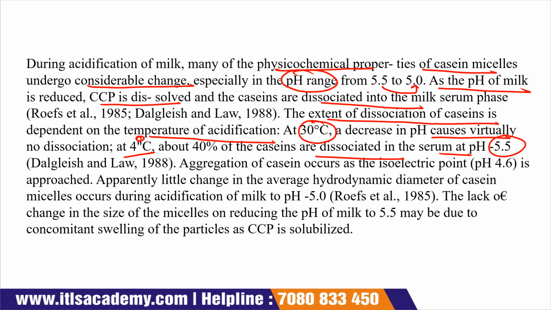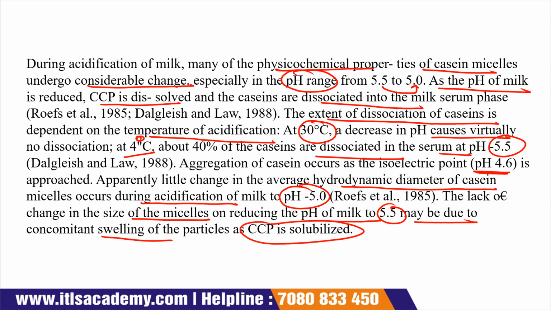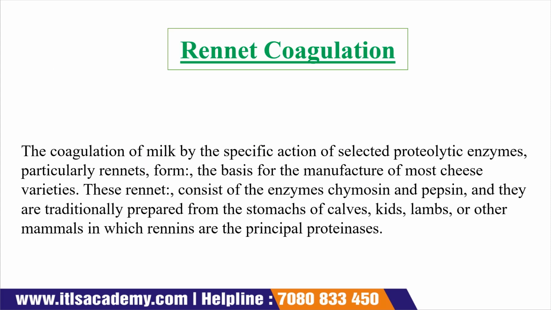Aggregation of the caseins occurs as the isoelectric point at pH 4.6 is approached. Apparently, little change in the average hydrodynamic diameter of the casein micelles occurs during acidification of the milk to pH 5.0. So there is a lack of change in the size of the micelle on reduction of the pH of the milk to 5.5, maybe due to the concomitant swelling of the particle as CCP is solubilized. Okay. Now the next and the last is rennet coagulation.